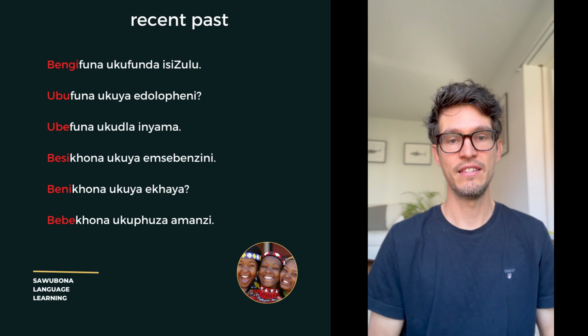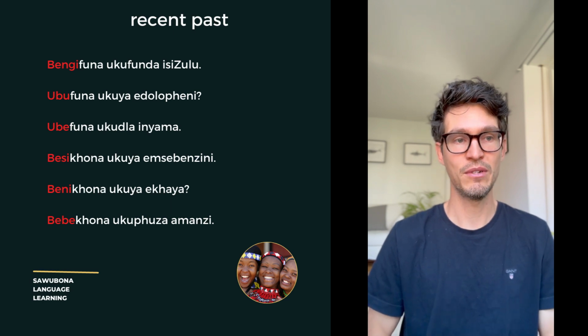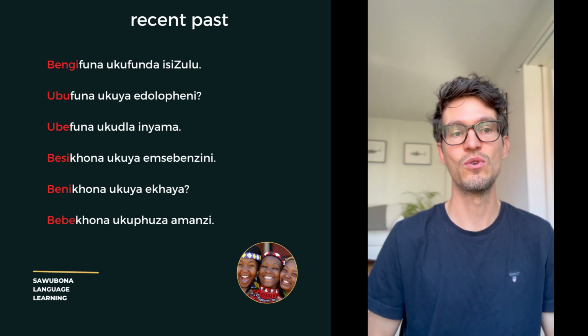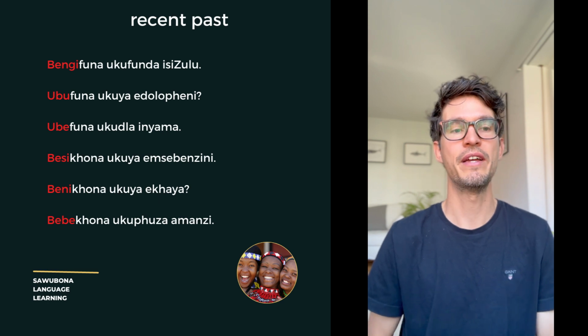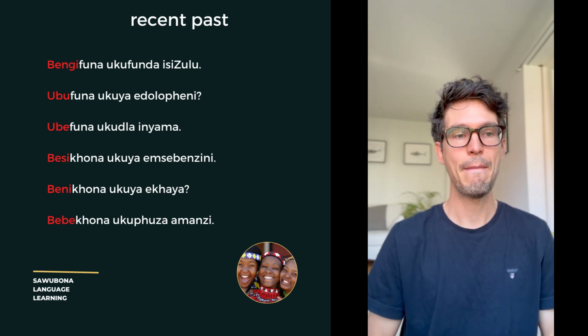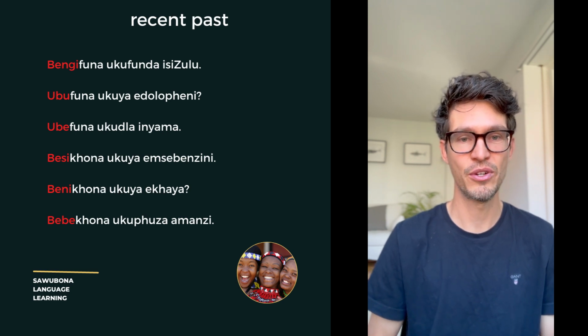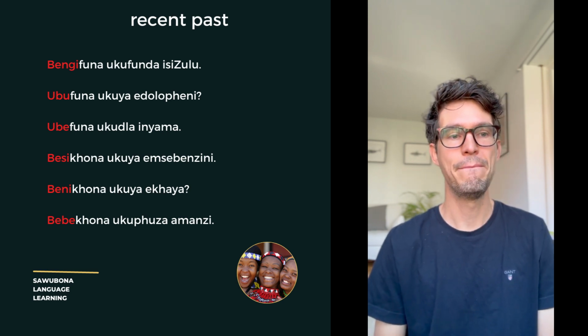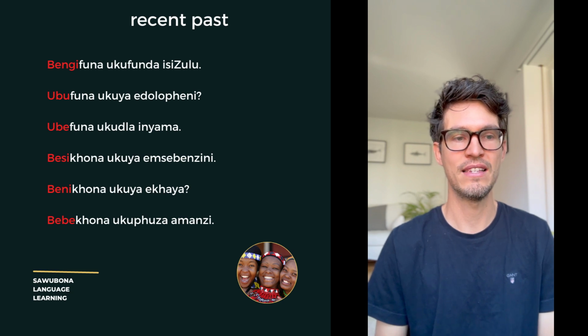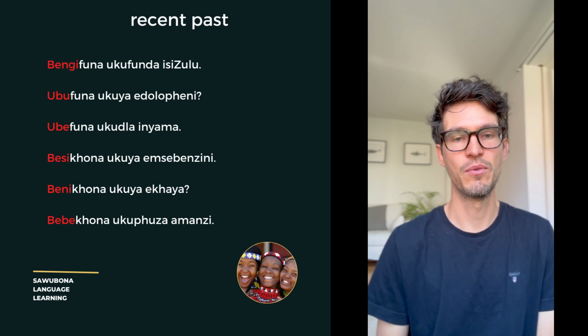We can also add these to the verb khona, to be able to. So besikhona ukuya emsebenzini. We were able to go to work. Benikhona ukuya ekhaya. Were you guys able to go home? Could you go home? Bebekhona ukuphuza amanzi. They were able to drink water.